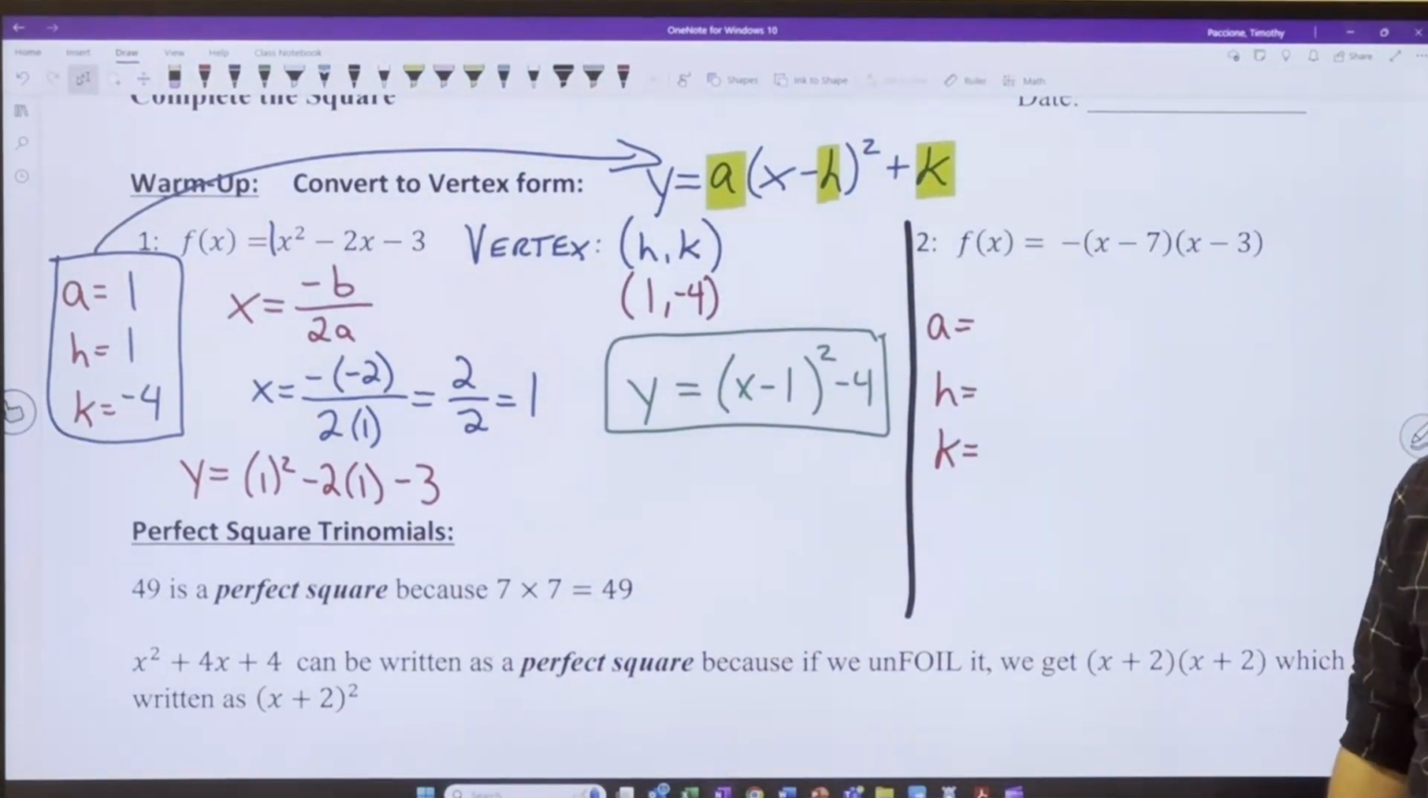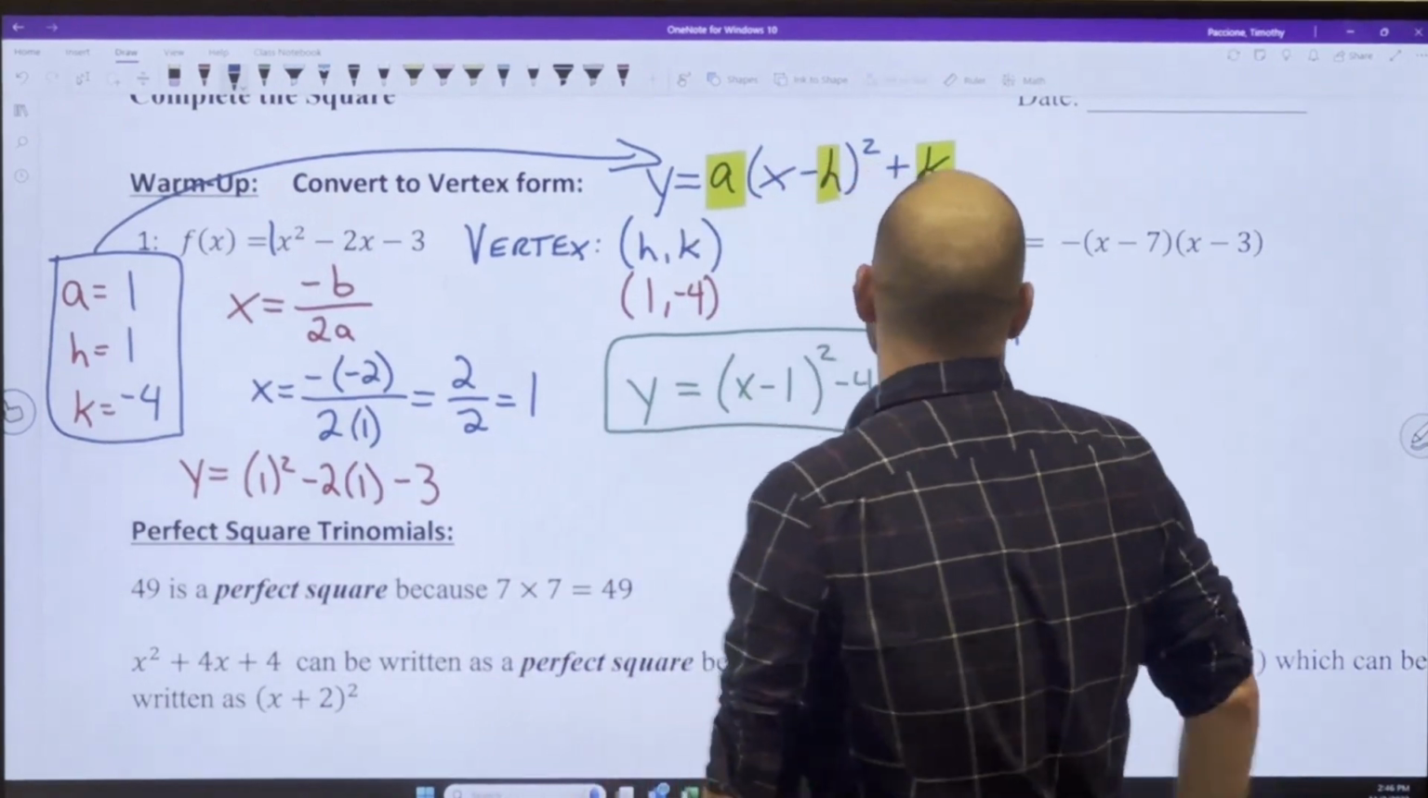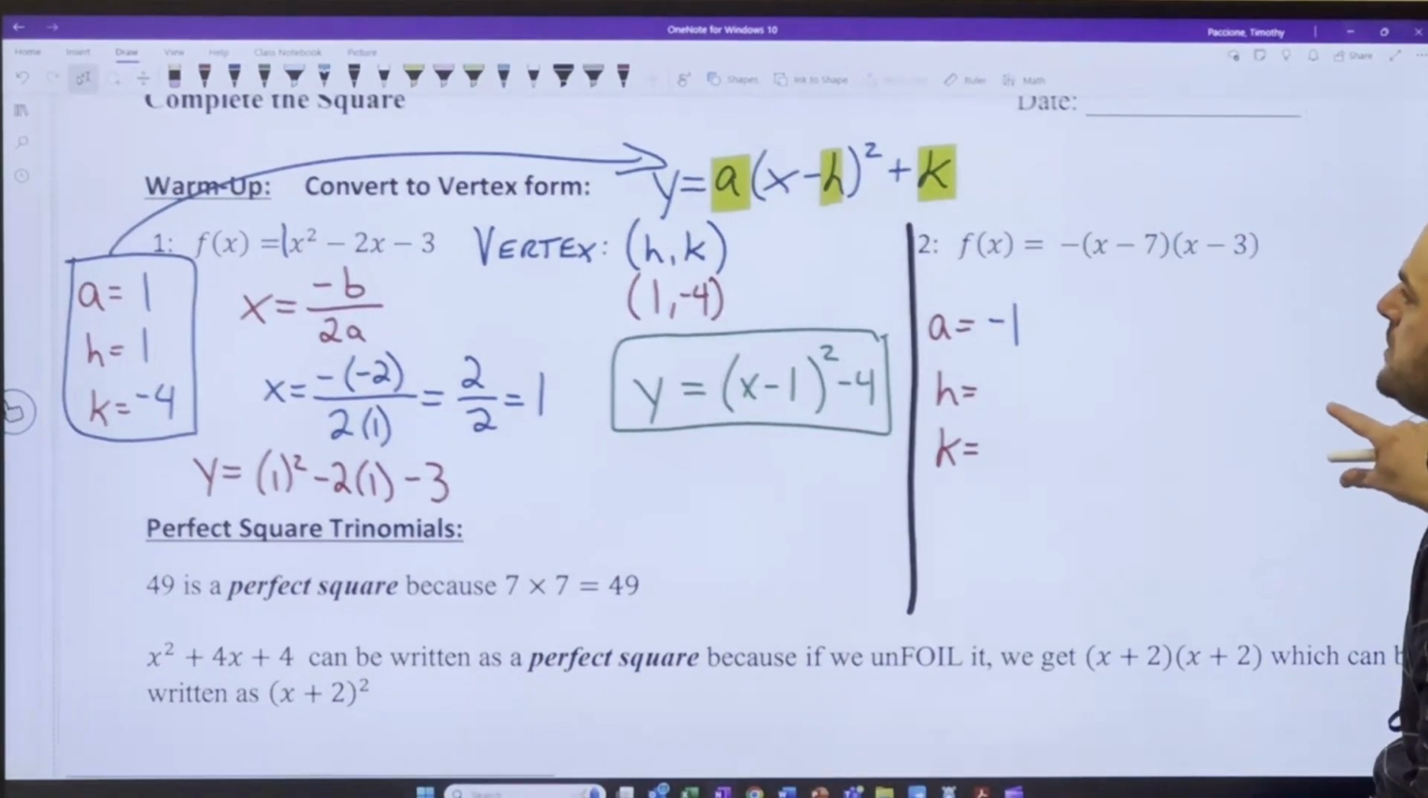Now remember, our A is always given. What's the A in this situation? -1, right? Because there's a little negative out front of this equation. So we know we have -1 as our A.